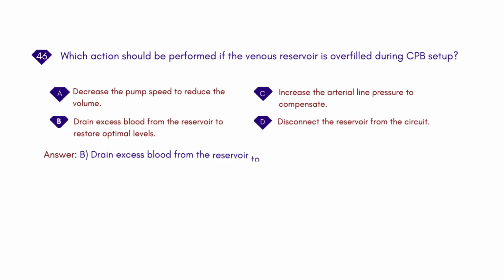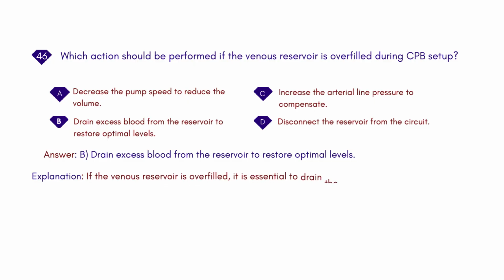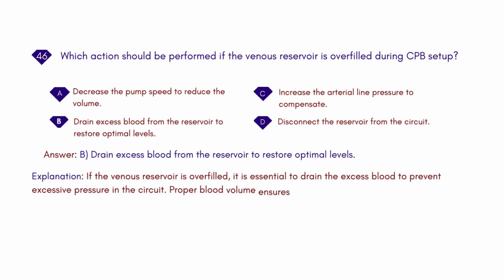Answer: B. Drain excess blood from the reservoir to restore optimal levels. Explanation: if the venous reservoir is overfilled, it is essential to drain the excess blood to prevent excessive pressure in the circuit. Proper blood volume ensures safe and effective CPB operation. What is the first step in the setup of the CPB circuit before initiating bypass?